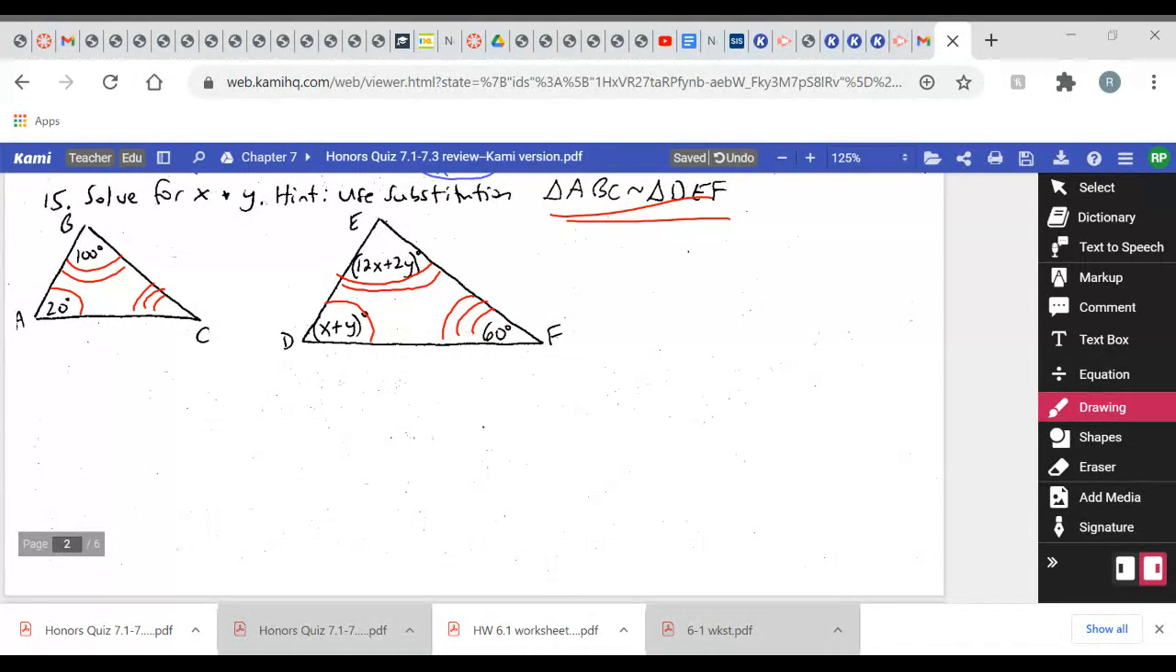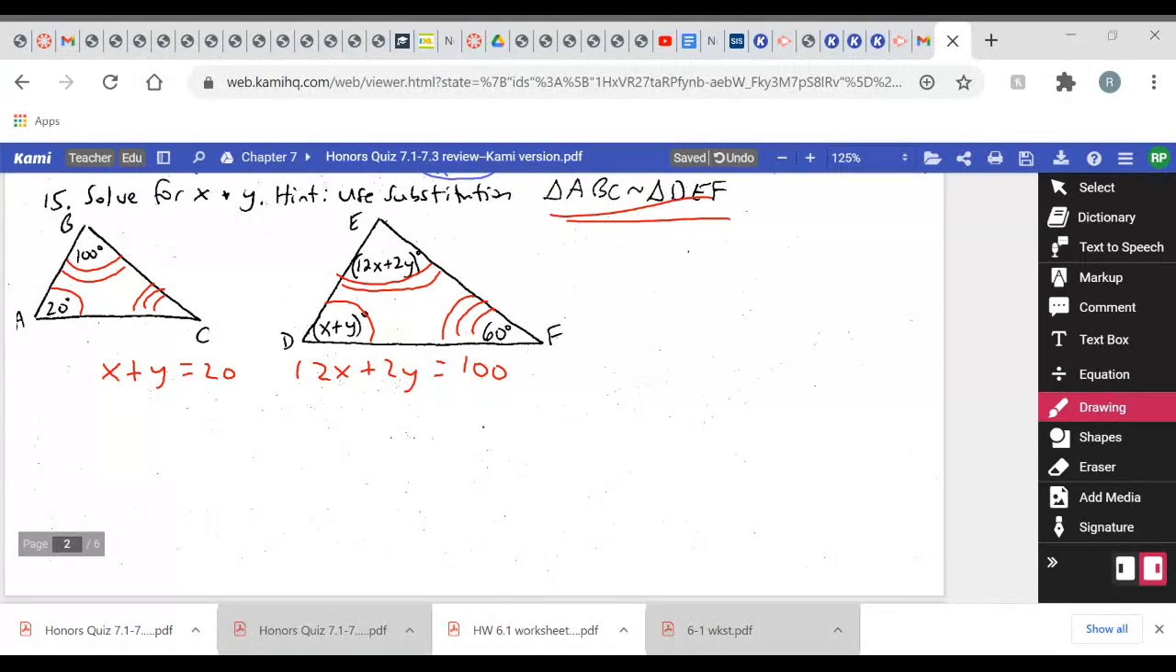If I'm going to solve for x and y, I want to set up some true equations. One true equation I can see is that x plus y is equal to 20. Another true equation is that 12x plus 2y is equal to 100. Another true equation you could write is 12x plus 2y plus x plus y plus 60 equals 180. But we don't really need that third equation, and that one is just going to be more to deal with. So I think these are going to be the two easier ones to use.